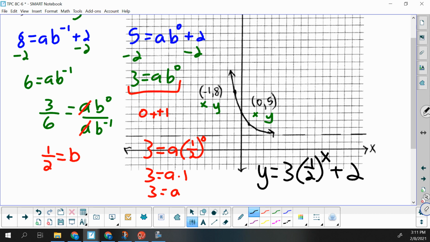You have to have your b value in parentheses if it's a fraction. If it's a whole number, you don't necessarily have to, but I always think it's helpful just to always put the b value in parentheses. That way you don't forget it when it is a fraction.